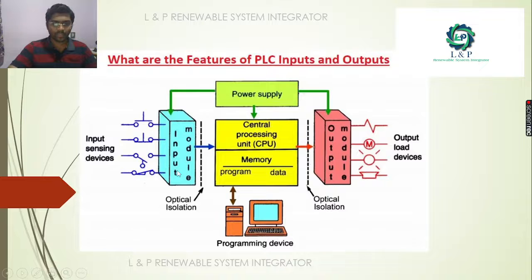And see here, between this input and output module, the most important component which powers everything is the power supply. Even for the CPU to work, it needs a power supply. So the power supply is the heart of the system, and most importantly, the brain of the system is the central processing unit, and it should have a memory. The memory is going to define how many IOs you are able to connect with the CPU. So memory we can classify into two: one is program memory and the other is data memory.